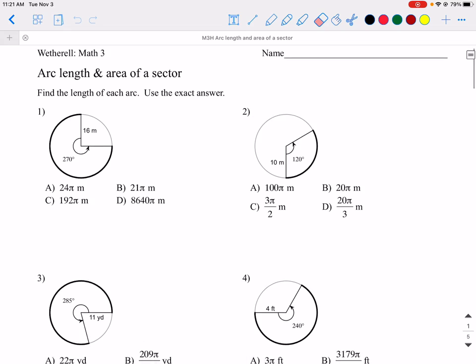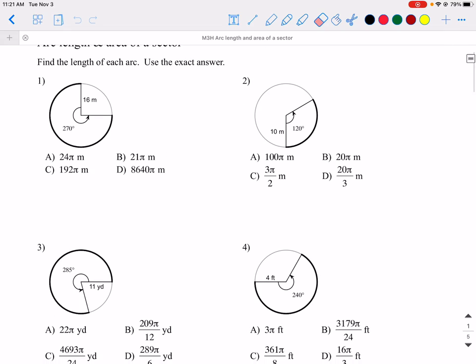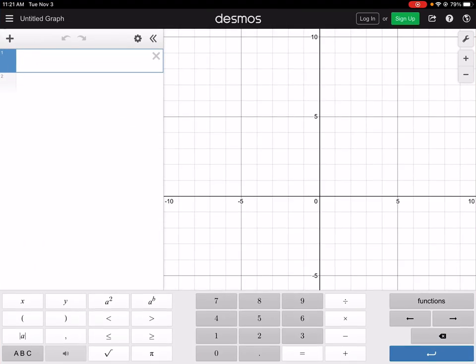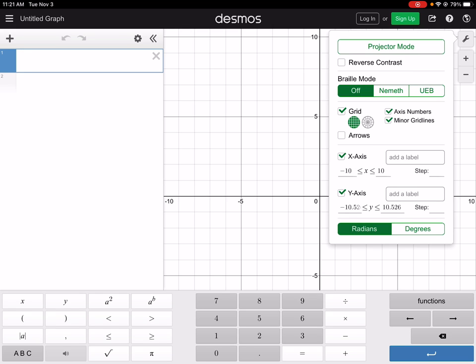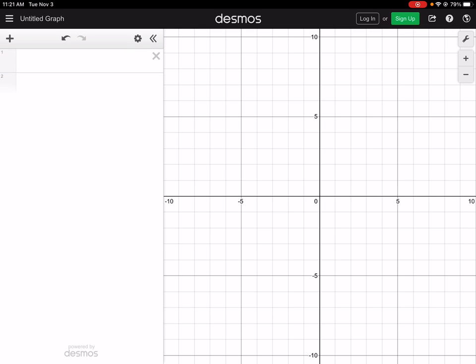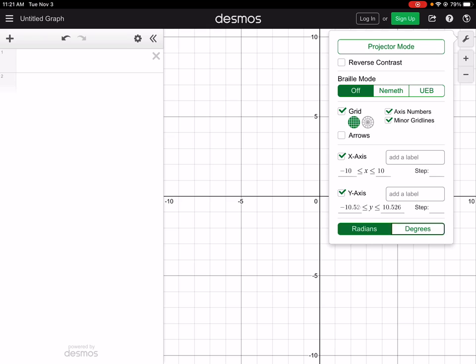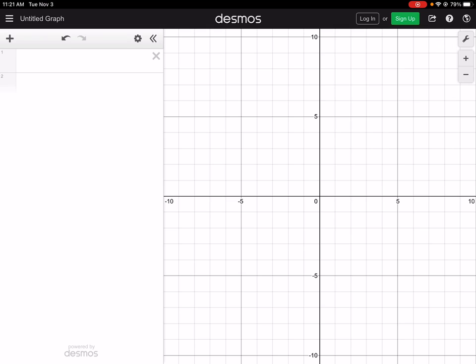What I want to say before I start this is I want to show you the Desmos Calculator. If you go up and you see the wrench up here in the corner, you want to click that wrench and you can see that you have a radian and degree mode. Obviously you want to be in degree mode if you're working with degrees, or radians if you're working with radians. I'm doing degrees first, so that's what I'm going to set that at.